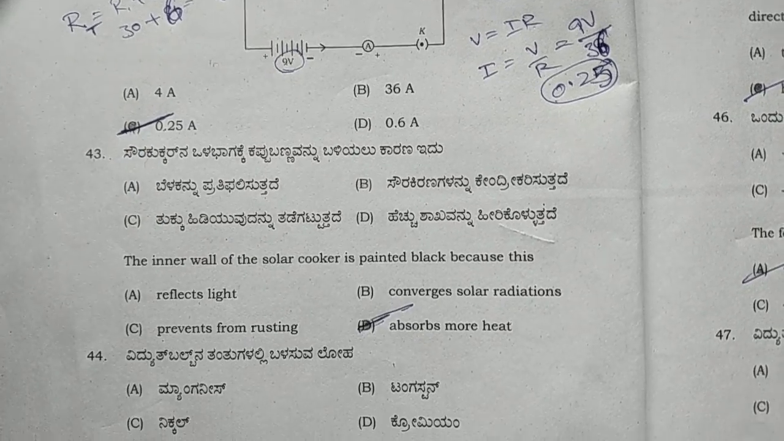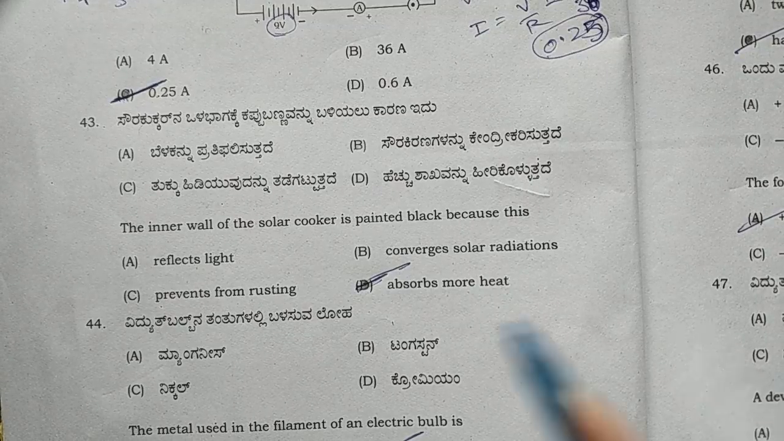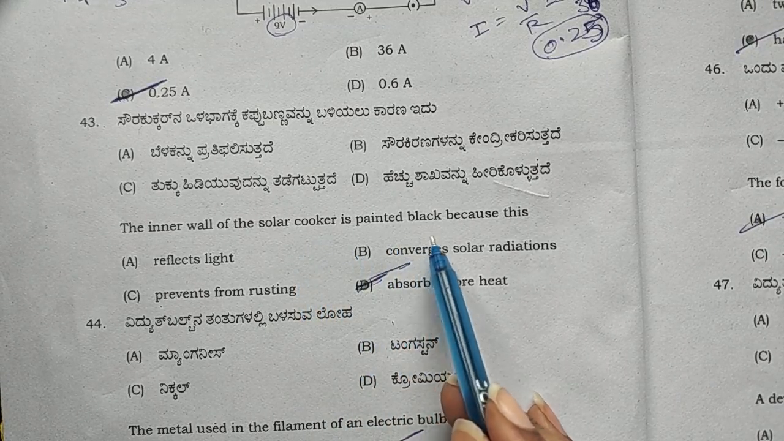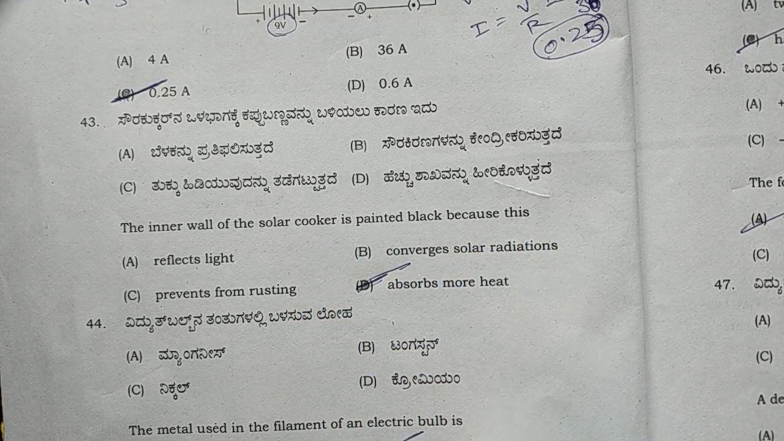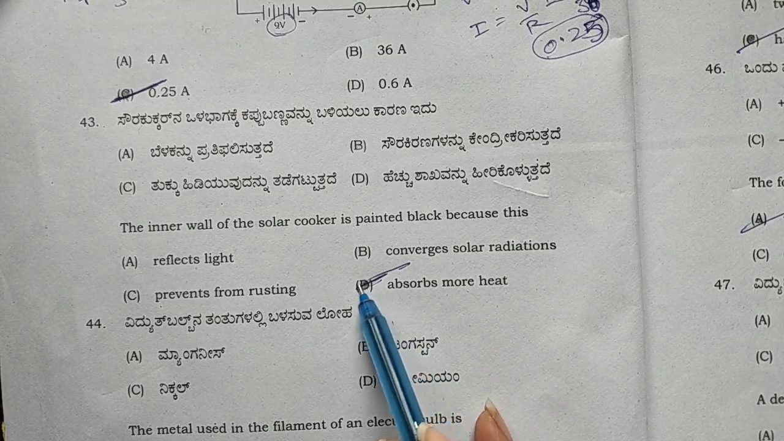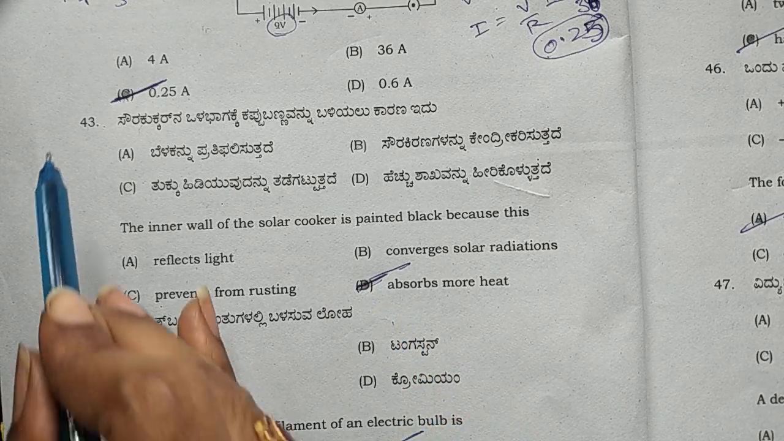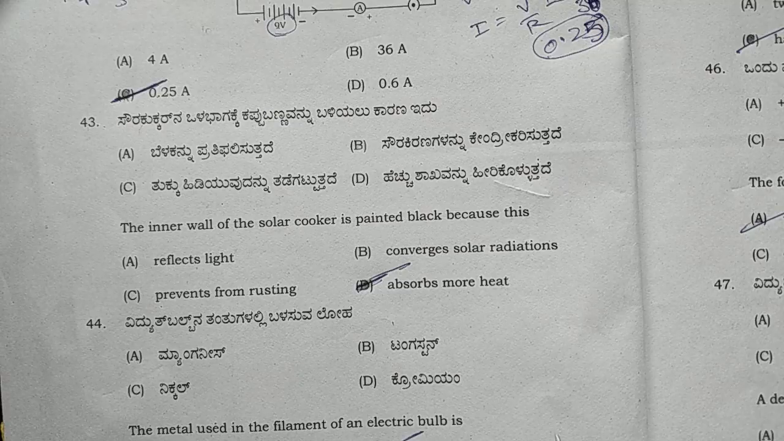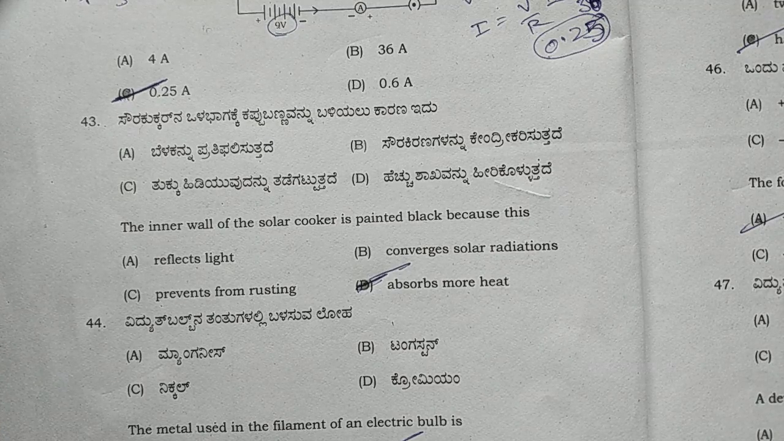Coming to the 43rd question. The inner wall of a solar cooker is painted black because this absorbs more heat. So option D is correct for the 43rd question. So this is the question which you got from model paper 1. Actually, many of the questions are from model paper 1 and 2, that you can observe.